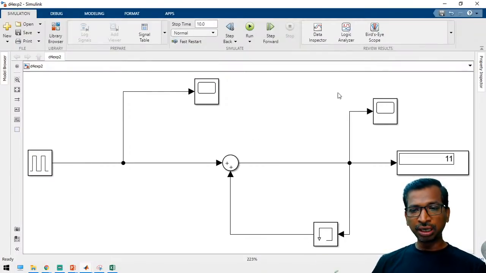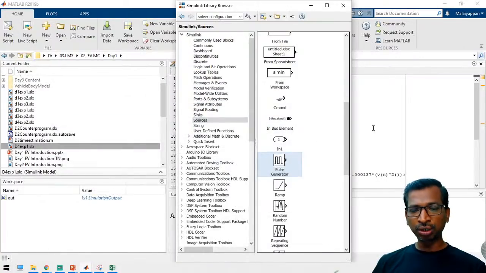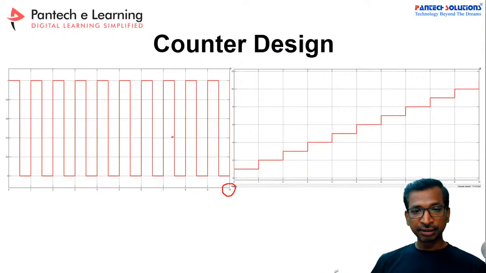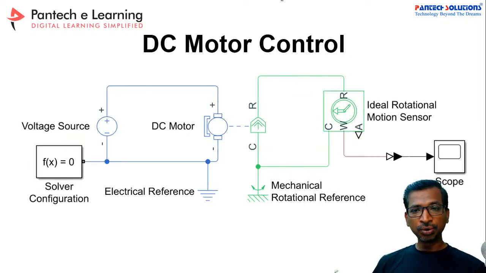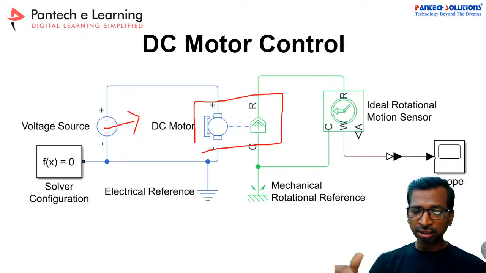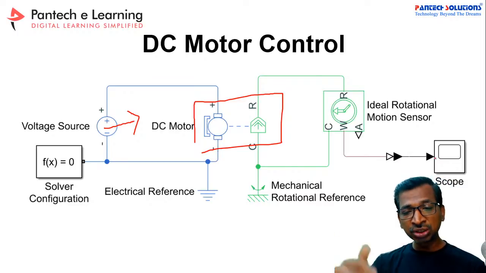Yes. So now let us move to the DC motor control. See here, this is the block diagram. So in this block diagram, this is the DC motor. Now we are going to straight away apply a DC voltage. So we are going to measure what is the speed, and how the speed is changing from 0 to peak speed and everything.